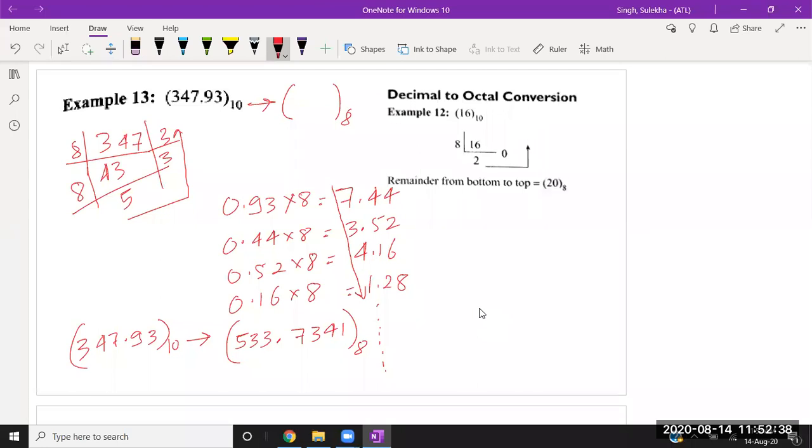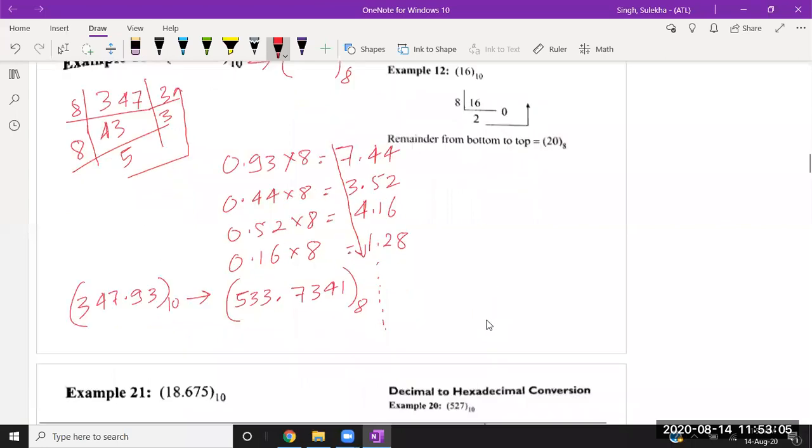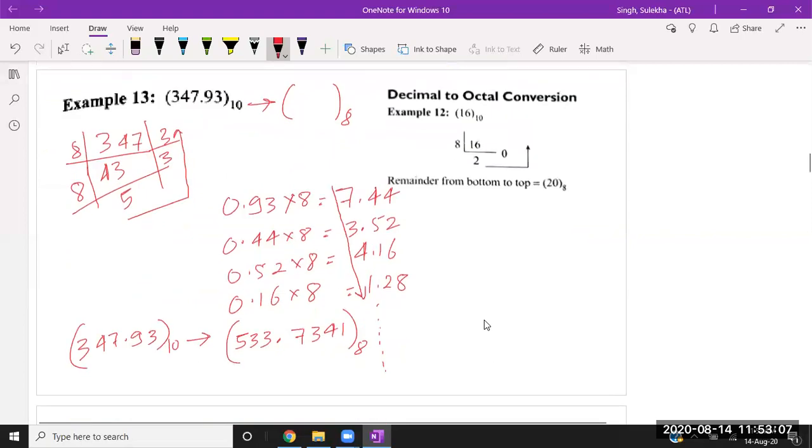Is that clear now? If it is clear now, write yes in the chat box. Or if you have any confusion, you can ask by unmuting yourself. Okay. So now it is clear.